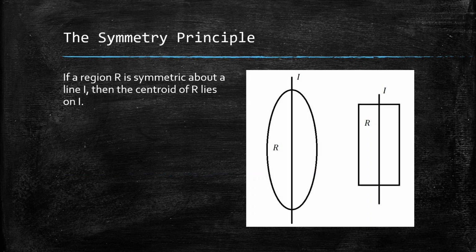Now before we go any further, let's talk about the symmetry principle, which states that if a region R is symmetric about a line l, then the centroid of R, also known as the center of mass or center of gravity, lies on that line l. Now you could go even further. Let's say if you had a circle, for instance, then the center of mass would obviously be at the center of the circle.